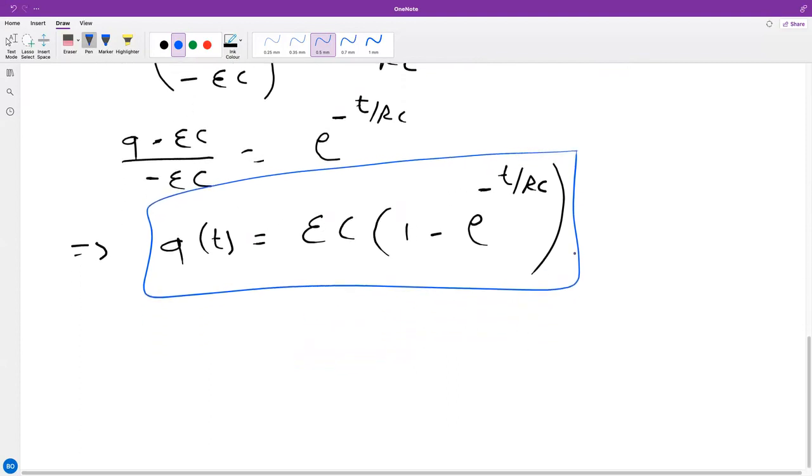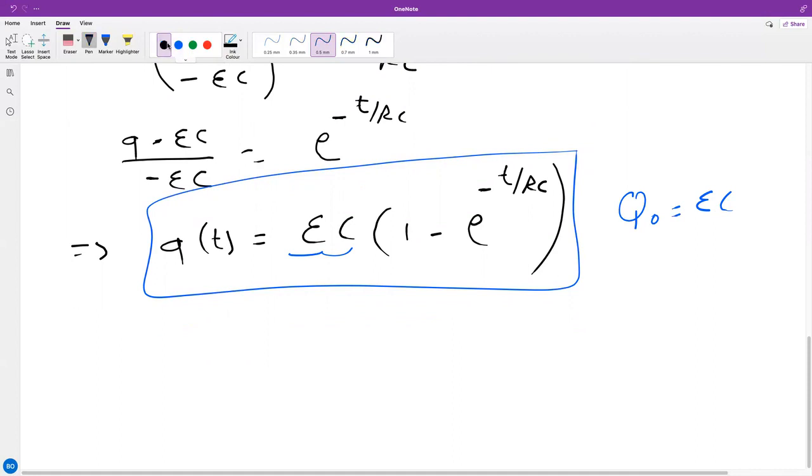Now, the maximum charge is this one. So the Q0 or Q max is EC. This is the maximum charge that the capacitor will reach when time goes to large values. So after sufficient time, the capacitor will get Q0 equal to epsilon C.